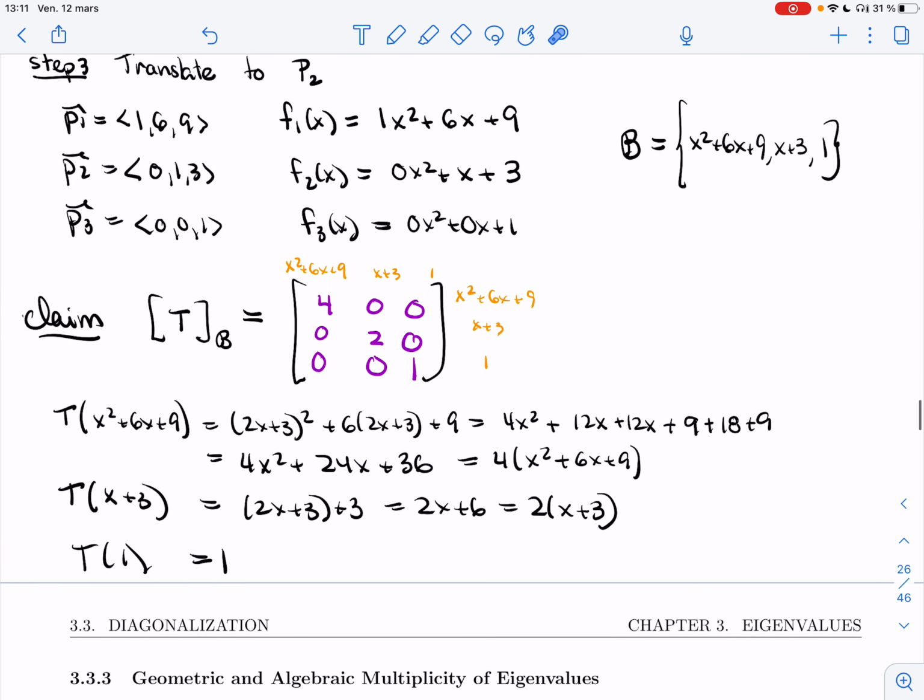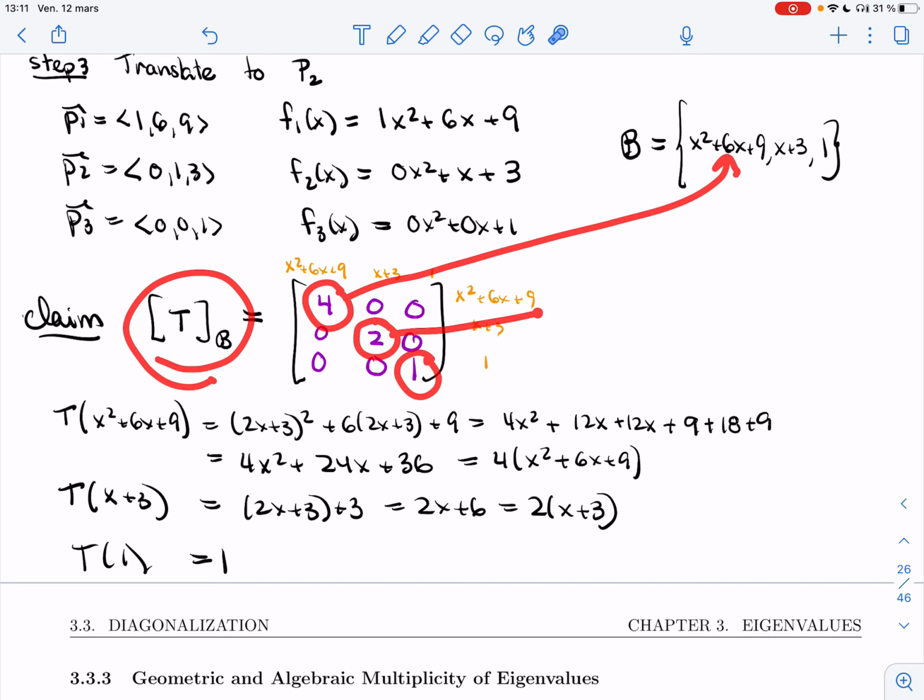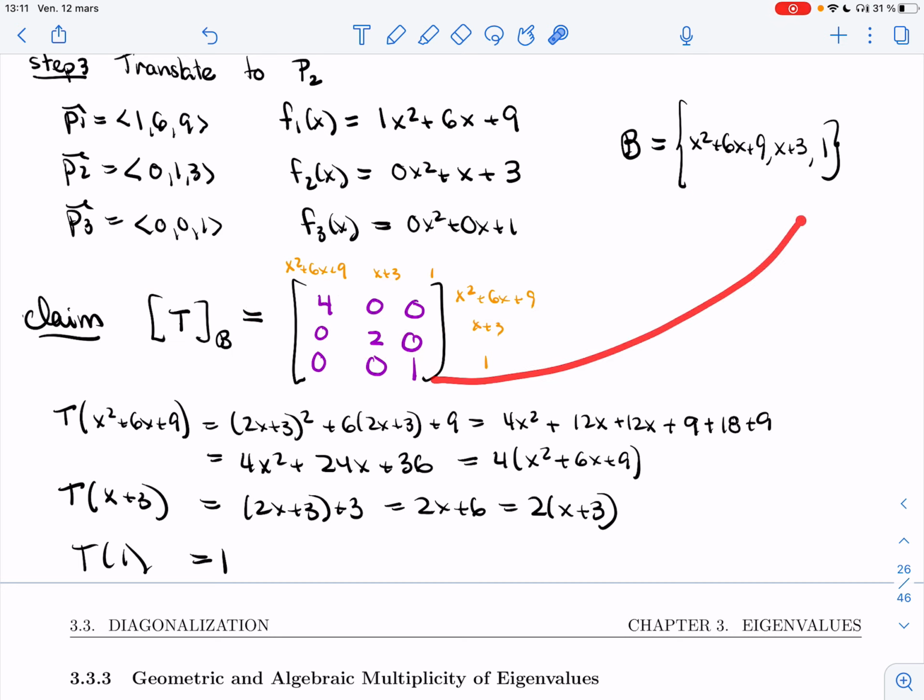All right, so the matrix has the eigenvalues on the diagonal. The first one is the eigenvalue of x squared plus 6x plus 9. The second one is the eigenvalue of the second vector. And the third one is the eigenvalue of the third.